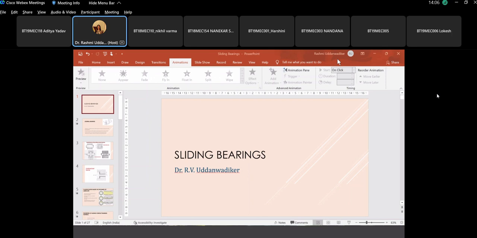We are left with three important topics: sliding contact bearing, rolling contact bearing, and wire rope design. The sliding and rolling contact bearing is a sufficiently large topic. Each numerical would be of a different type. A lot of theory is also there in understanding the working of bearings. So for this theory part, I'll be using the PowerPoint slides.